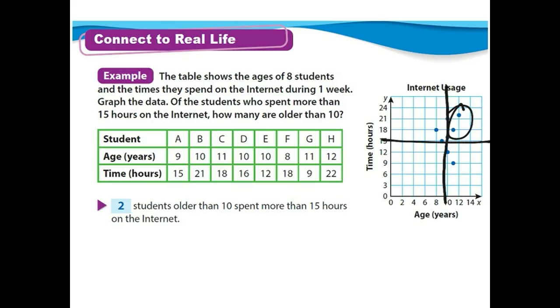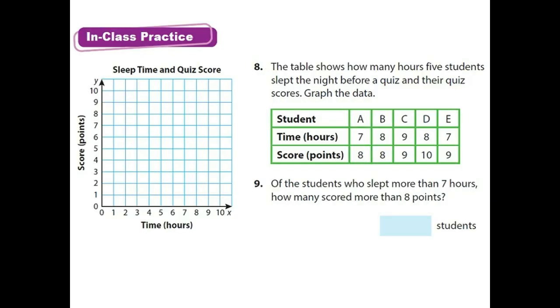All right, so with that kind of thinking in mind, I want you to read and solve number 8 and 9. All right, so here's what the graph should look like. So 7 and 8, 8 and 8, 9 and 9, 8 and 10, and then 7 and 9. So that's where they should be.